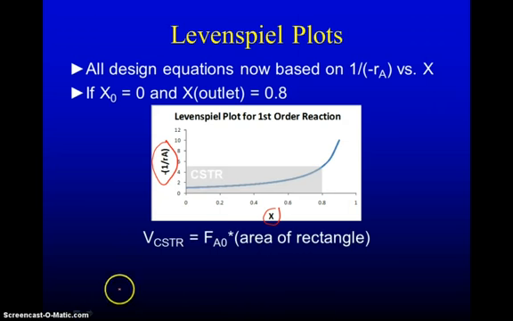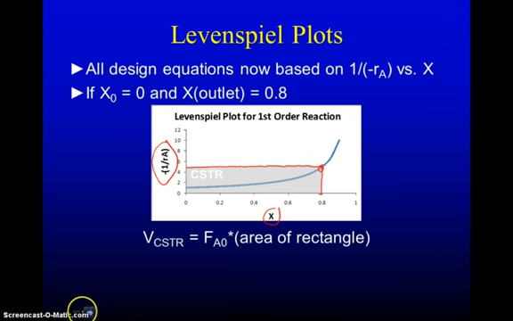So for a CSTR, based on the design equations, the volume required would be the initial flow rate into the reactor multiplied by the area of a rectangle that's defined here. So the area of the rectangle going from here to a conversion of 0.8. And the reason for this is that the rate of reaction just depends on the final conversion. So it's this point that really matters in the CSTR. So we multiply the conversion times 1 over the rate of consumption at that final conversion.